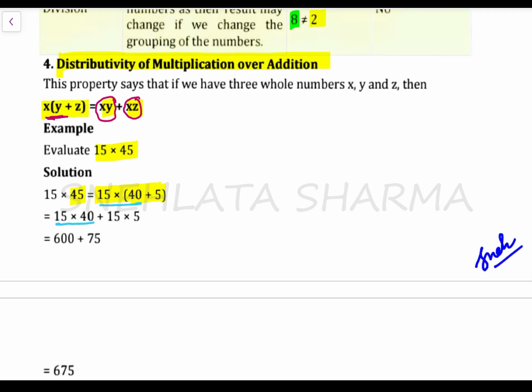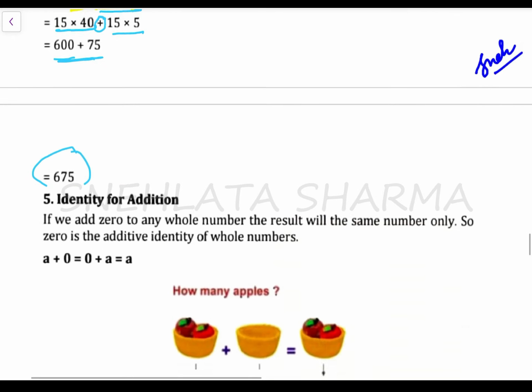So first of all, 15 multiplied by 40, then the addition sign in between, and then I will multiply 15 by 5. So 15 multiplied by 40 gives me 600, and 15 multiplied by 5 gives me 75. And if I add these two together, I get 675. This is how we use the distributive property.